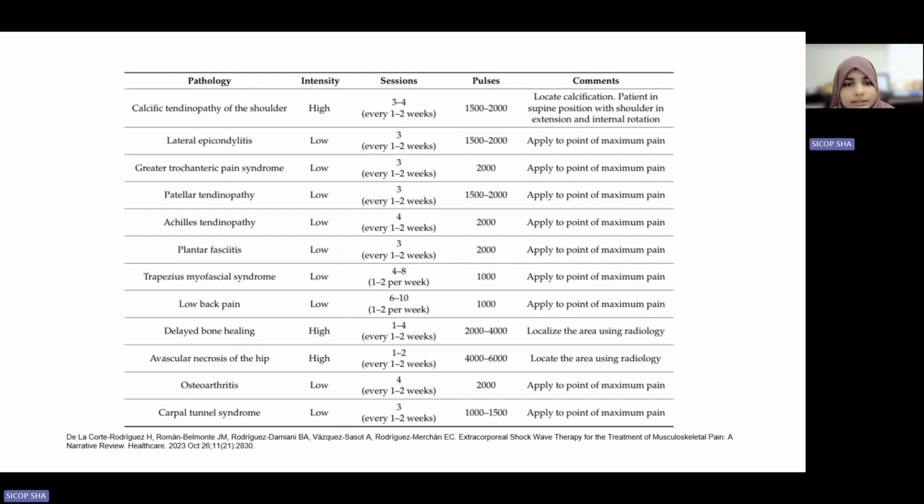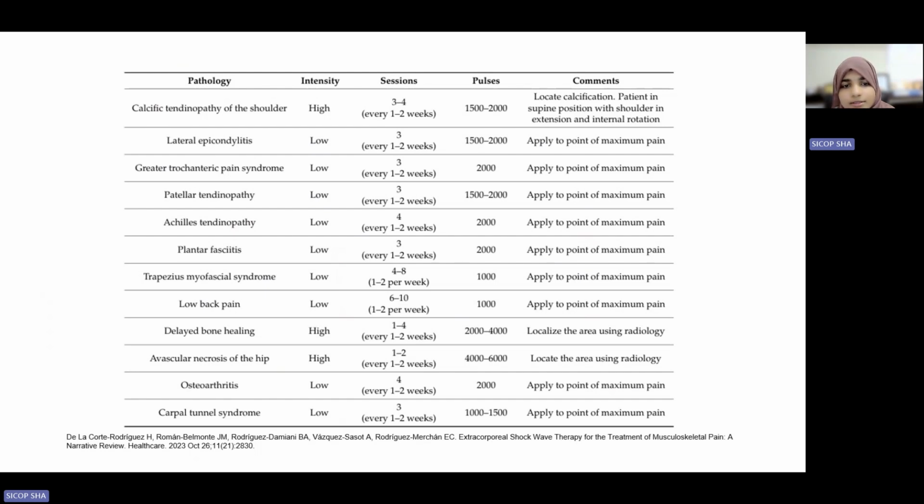For patellar tendinopathy, intensity low, every 1 to 2 weeks, 3 sessions, and pulses should be 1500 to 2000 applied to the maximum point of pain. For Achilles tendinopathy, intensity was low. Sessions here were 4 every 1 to 2 weeks. Pulses 2000 applying to the point of maximum pain. For plantar fasciitis, intensity low. Session 3 every 1 to 2 weeks. Pulses used here was 2000 and apply to the point of maximum pain.